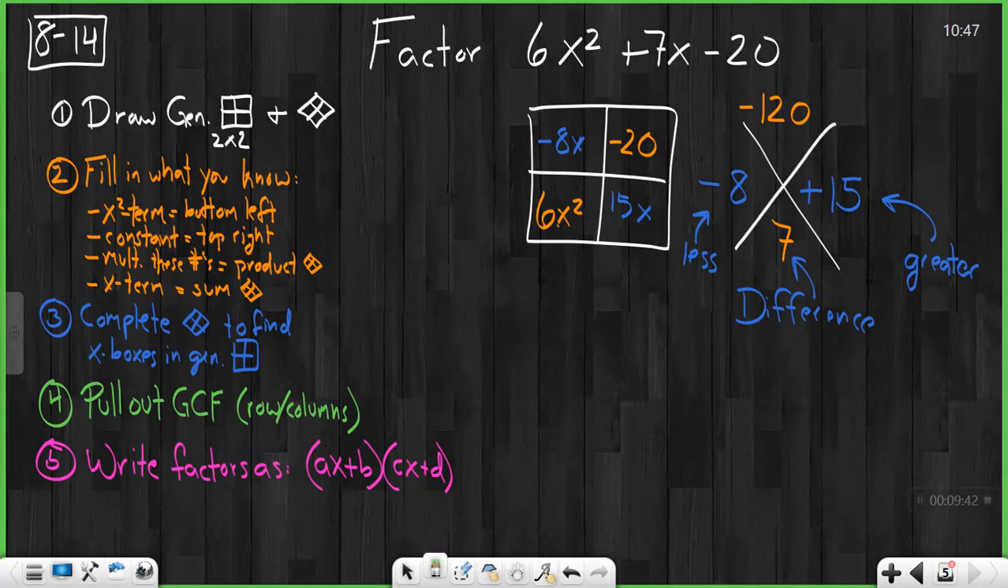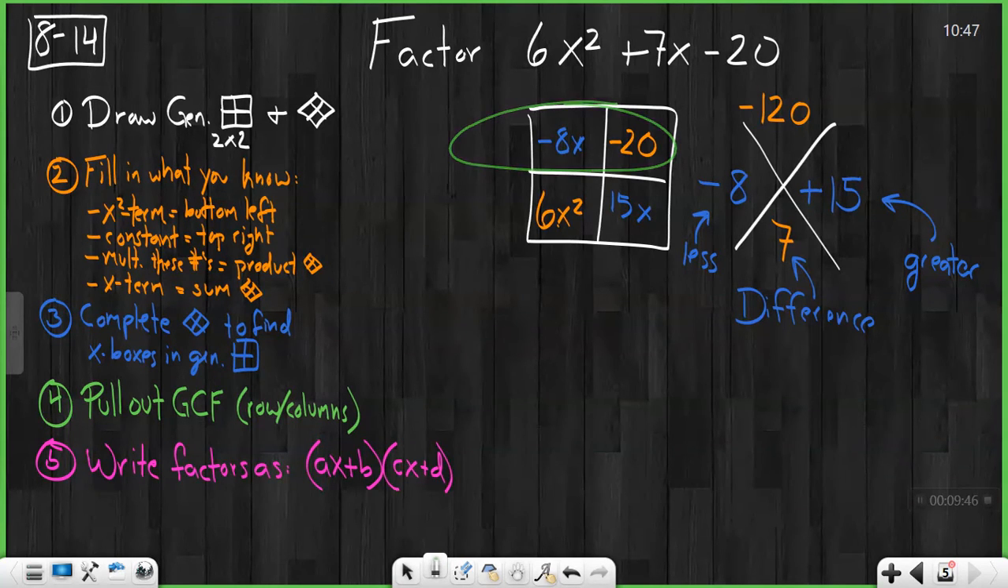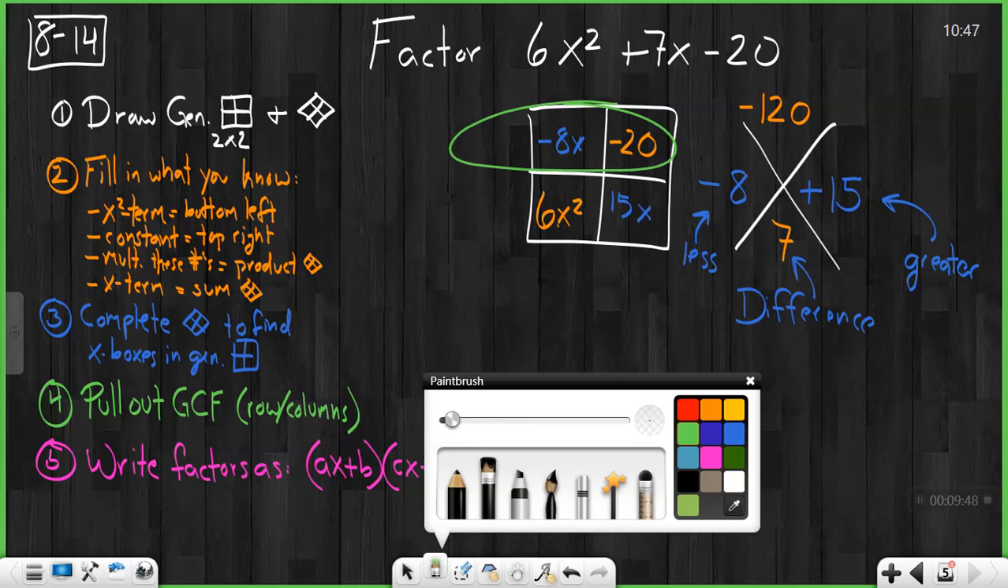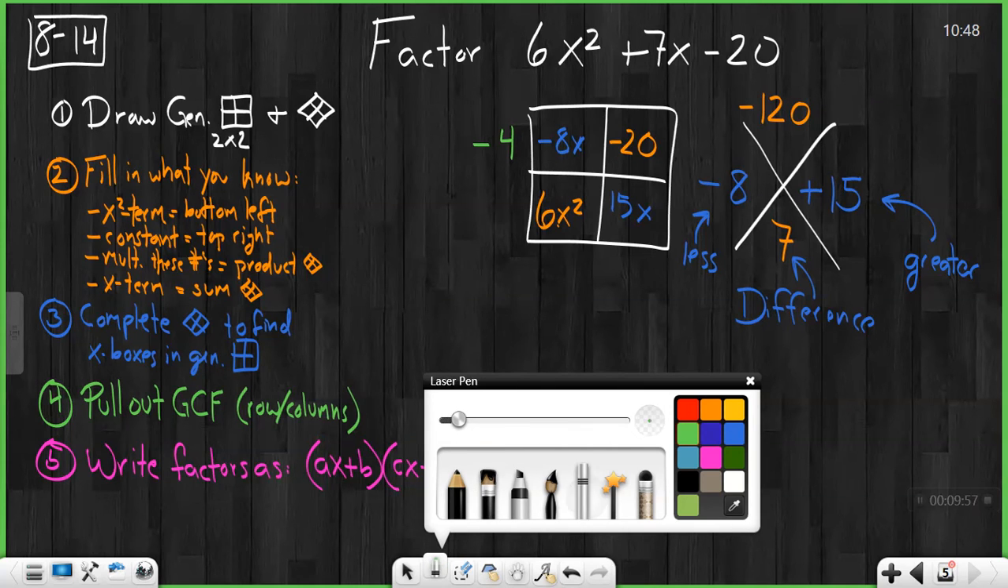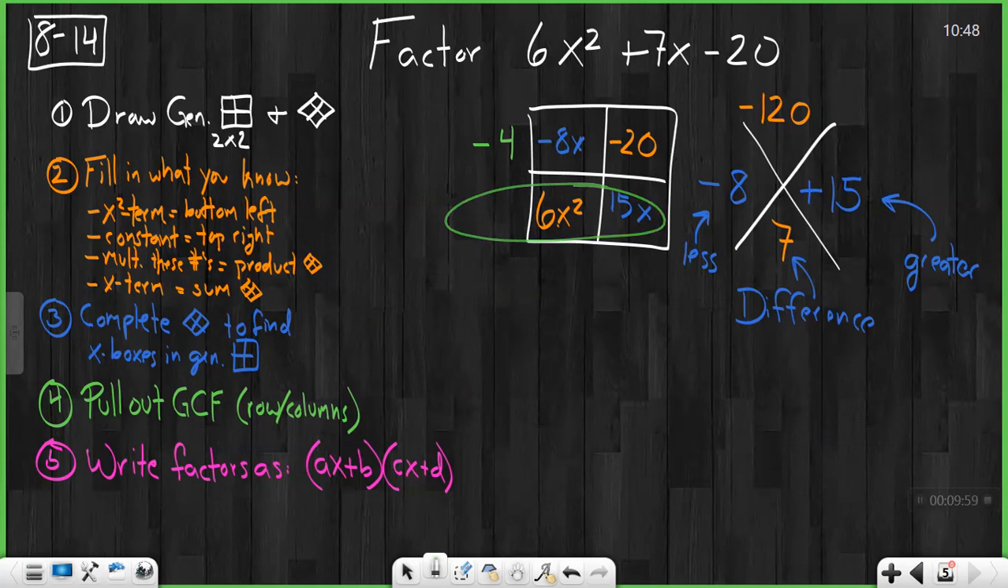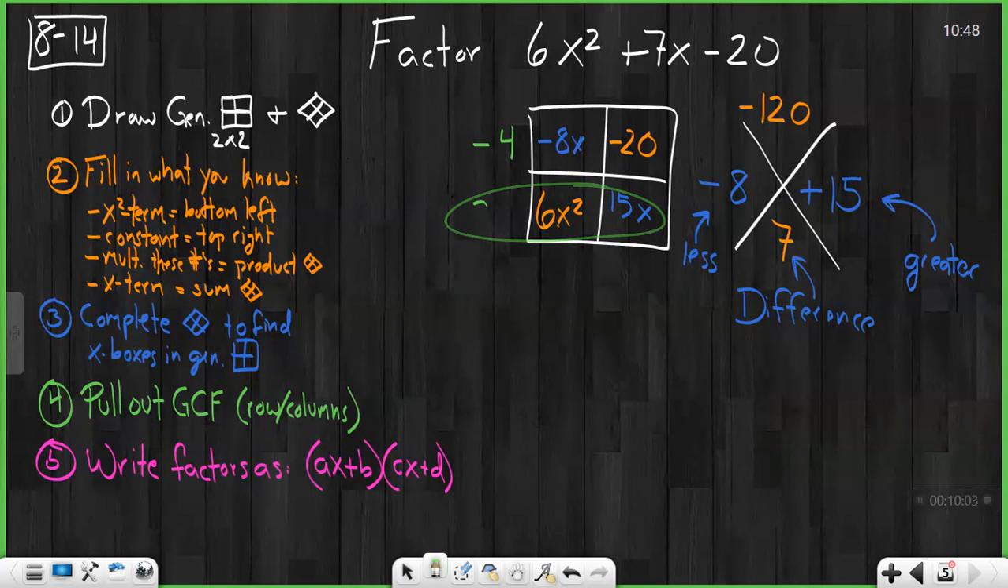All right, so I'm starting off by looking at my rows. I'm going to ask, what is the common factor between negative 8 and 20? Well, it's going to be negative because that 8 is negative, and 4 is the largest number that goes into both 8 and 20. Look at my next row right here. What is the greatest common factor between 6x squared and 15x? Well, that's going to be 3x.